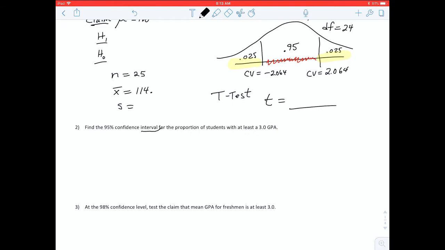So first of all, right here, it's got the word interval, so that means that's chapter 7. And when it's a proportion, you don't need that much information. You need to know what is the sample size, 25, and then you need to know how many successes there are, that's x. So now you just go and count how many people have at least a 3.0. So that means 3.0 or above.